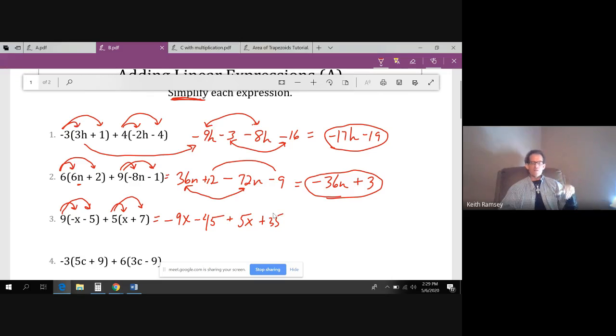That's the first step. Now I look for matches. I look for my x's. I have a 9x here. I've got a 5x over here. These go together. So negative 9 plus 5 is going to be negative 4x. And I'm going to look at what doesn't have a variable. This negative 45 doesn't have a variable, and this 35 doesn't have a variable. So negative 45 plus 35 is negative 10. So I have negative 4x minus 10 is your simplified equation.